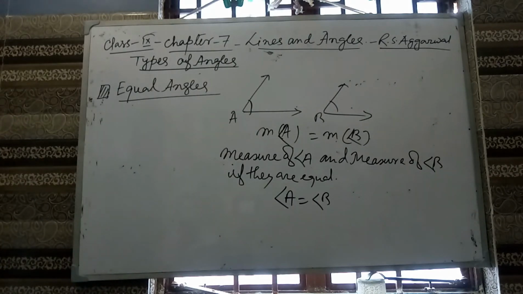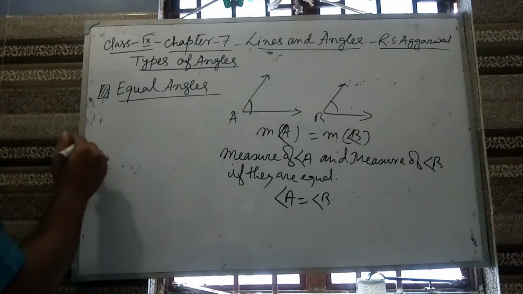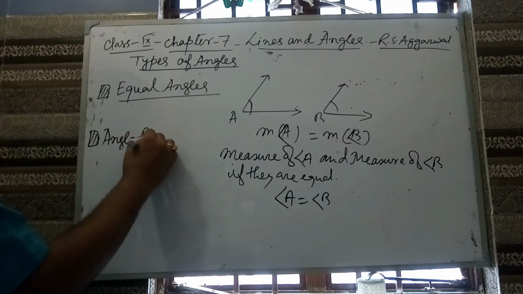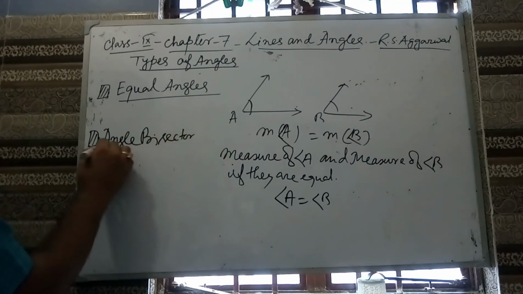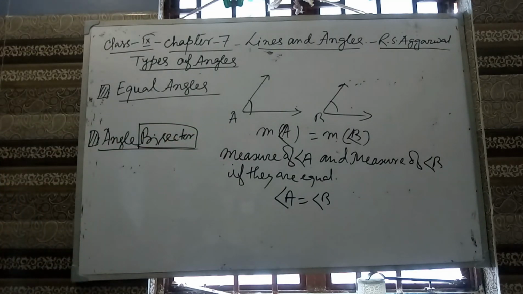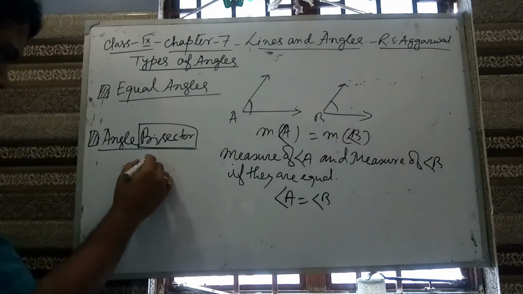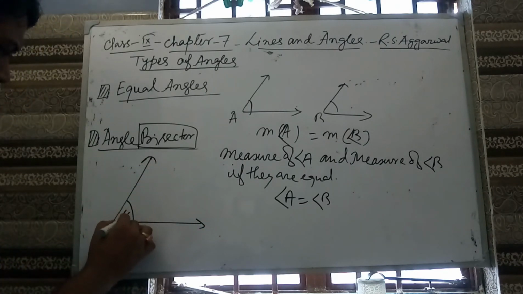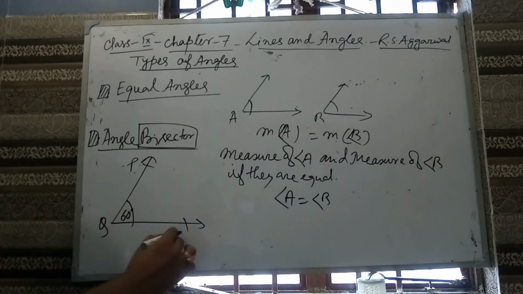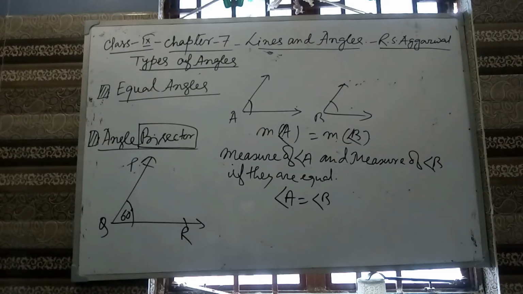Now what is angle bisector? The term bisector means it divides into two equal parts. So angle bisector means, suppose this is 60 degree. Name the angle PQR. So the angle is formed at point Q.